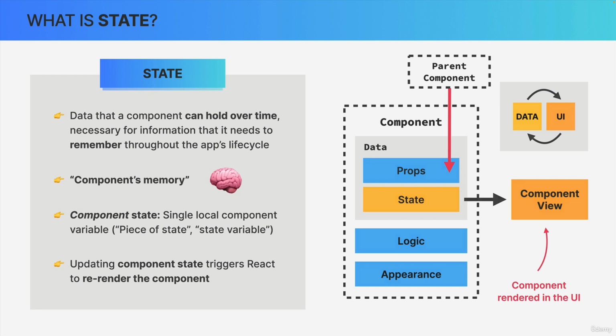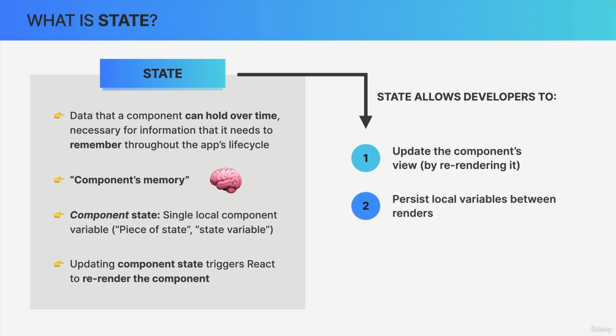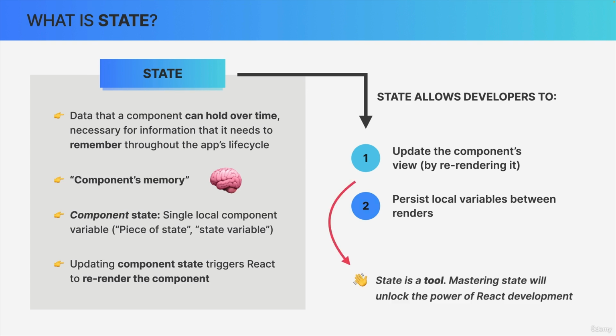So, summarizing, state allows developers to do two important things. First, state allows us to update the component's view by re-rendering the component. So it gives us a way to change part of the UI. Second, state allows developers to persist local variables between multiple renders and re-renders. So if you think about this, state is basically a tool. And in fact, it's the most powerful tool that we have in the world of React. So understanding how state works and what it does, so understanding the mechanics of state, will unlock the power of React development for you. But before we go understand the mechanics of state, let's actually first go back to our code and use this powerful tool in practice for the first time.